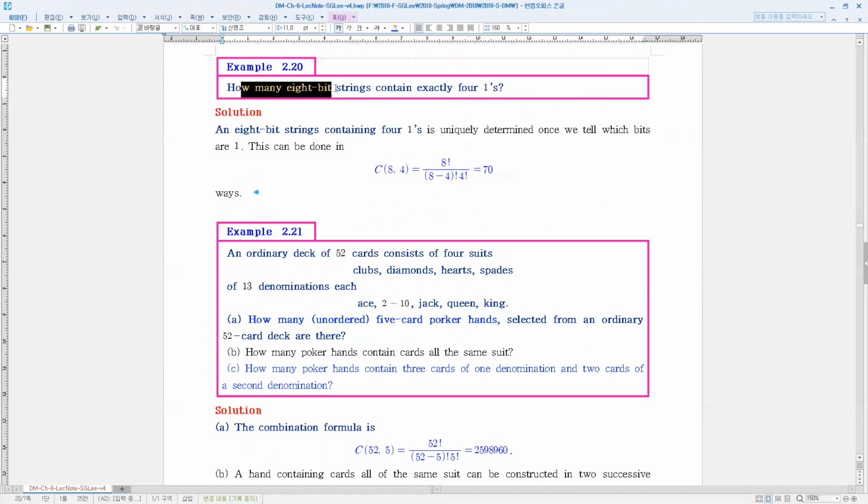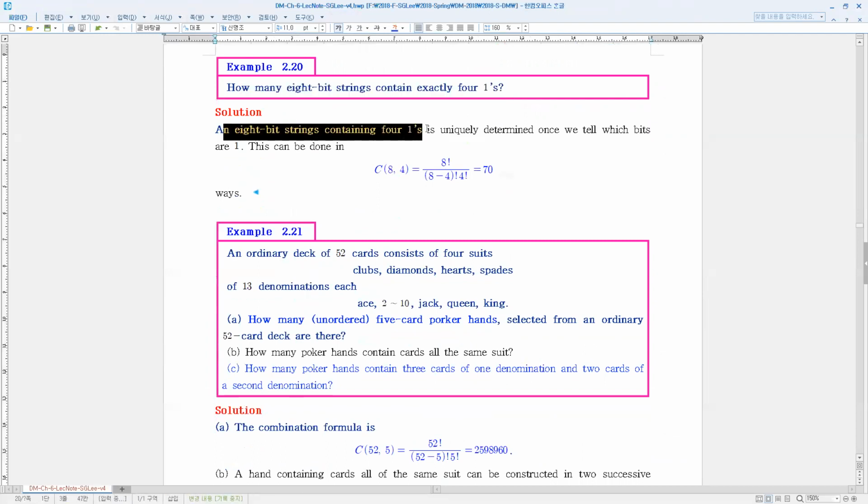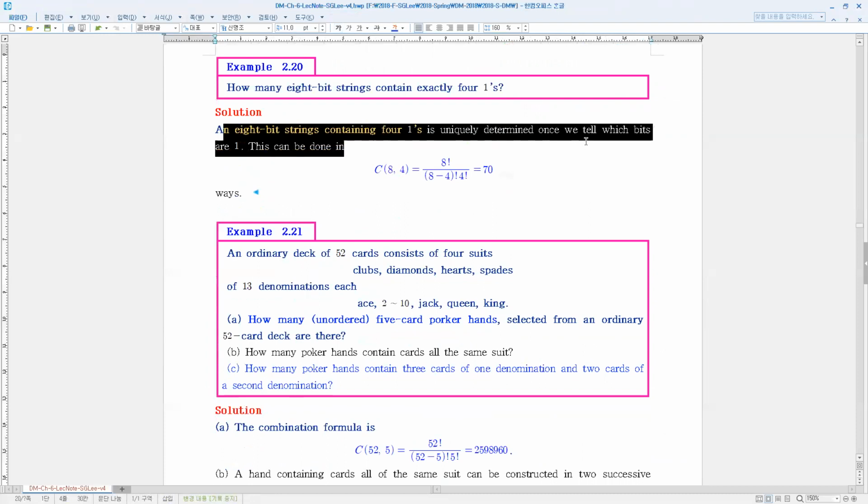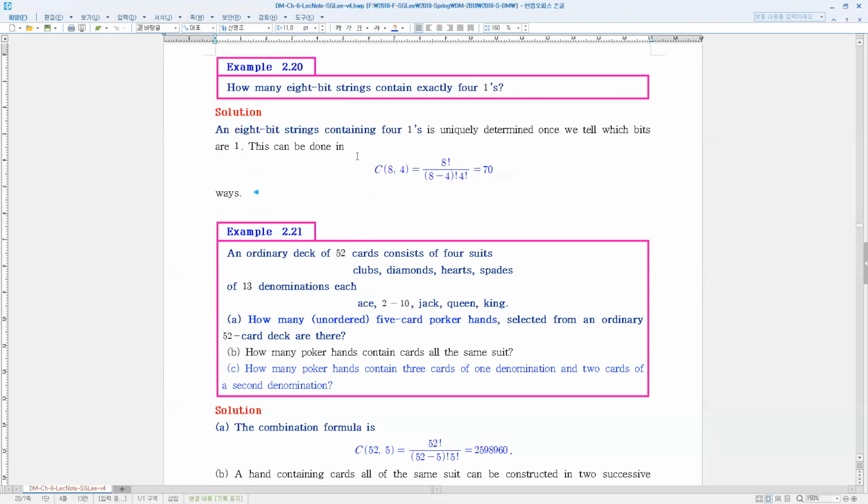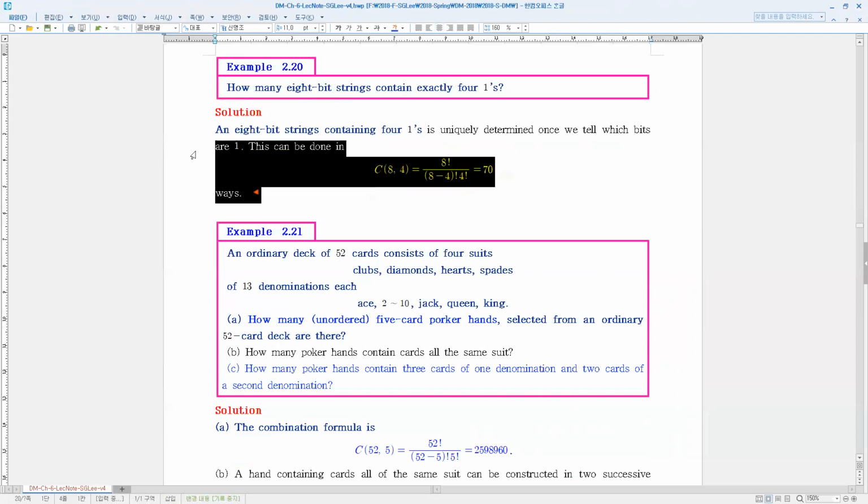Next, how many 8-bit strings contain exactly 4 ones? Such a string is uniquely determined once we tell which bits are ones. This can be done in 8 choose 4 ways. We just choose 4 positions out of 8 for the ones. It gives us 8 factorial over 4 factorial times 4 factorial, which is 70. There are 70 ways.